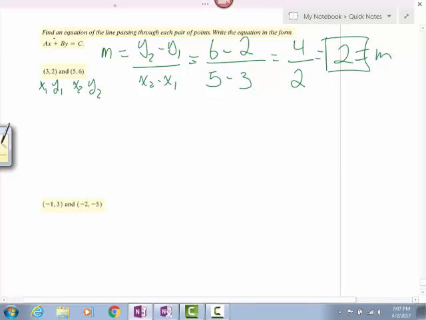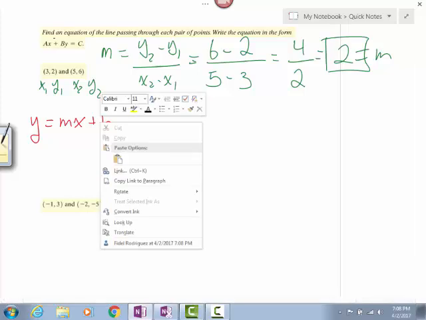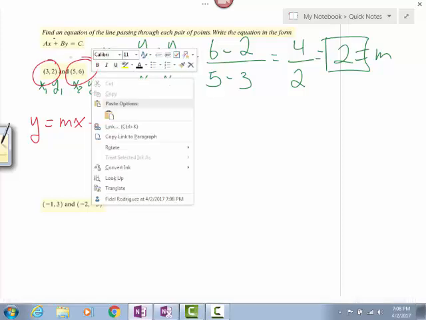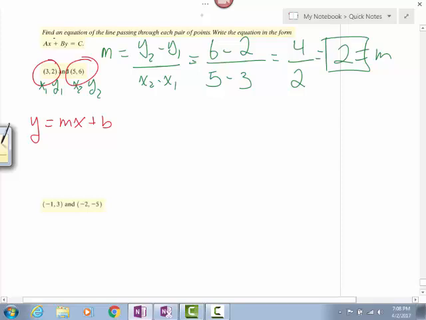What I'm going to do now is write my equation, y equals mx plus b. Now, when you use your point, it really doesn't make any difference whether we use the point 3,2 or the point 5,6. I'm going to use 3,2 just because my numbers are a little bit smaller. So just like we did in the problems before, we're going to plug in our x and y, and our m, so that we can find our value for b.